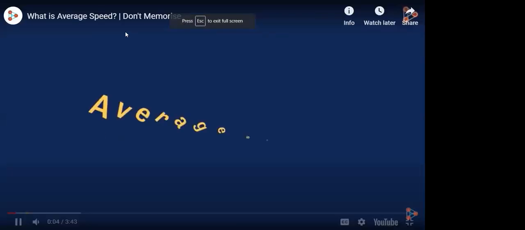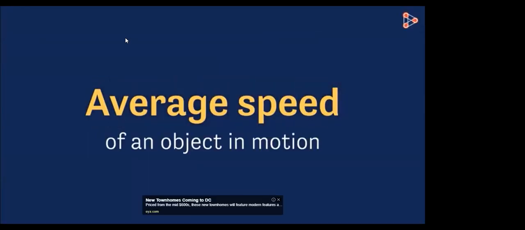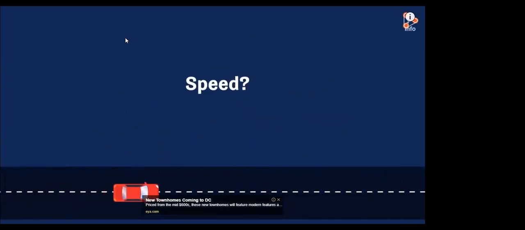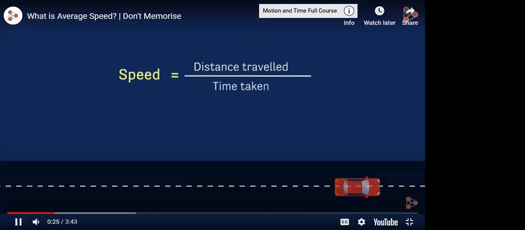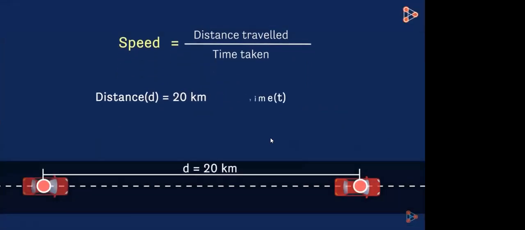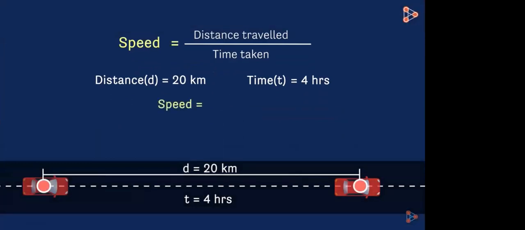We have already seen in our previous video what average speed of an object in motion is. Let's understand it one more time, as this is an important concept. First of all, how will you define the speed of an object moving along some path? The speed of an object is the distance traveled by an object over the time it takes to complete that distance. Say the distance d is 20 kilometers and the time it takes to cover this distance is 4 hours. What will be the speed of the car then? Yes, the speed will be 20 over 4, that's 5 kilometers per hour.